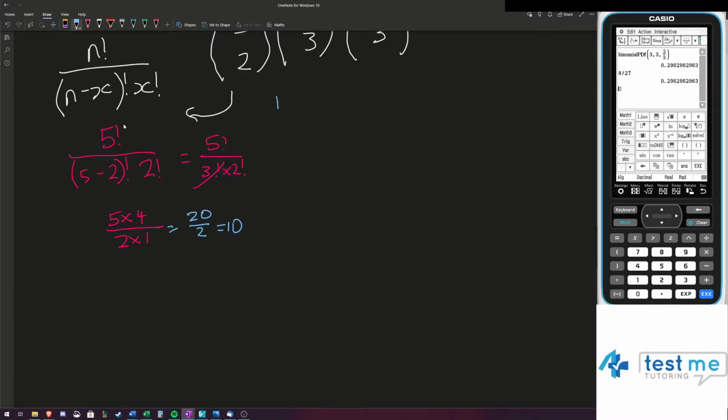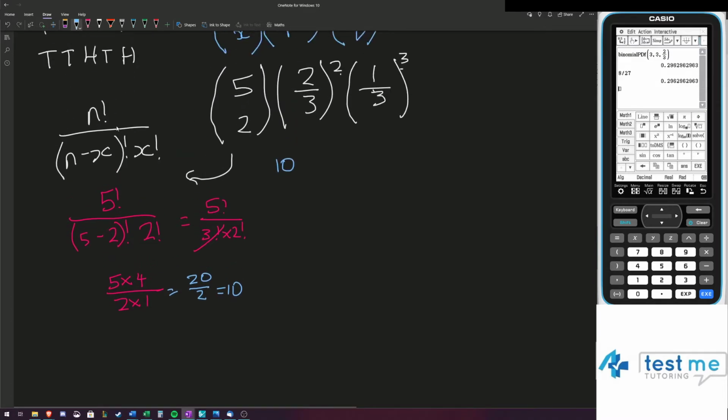That gives us a factor at the front. Then 2 over 3 to the power of 2, so we multiply by 4 over 9, multiplied by 1 over 27. So 40 on the top, and 9 by 27 is what? 243. Wow, I don't know what happened just then. 40 over 243.